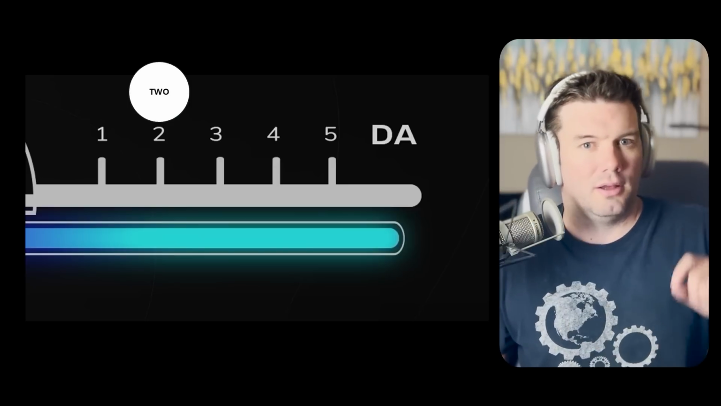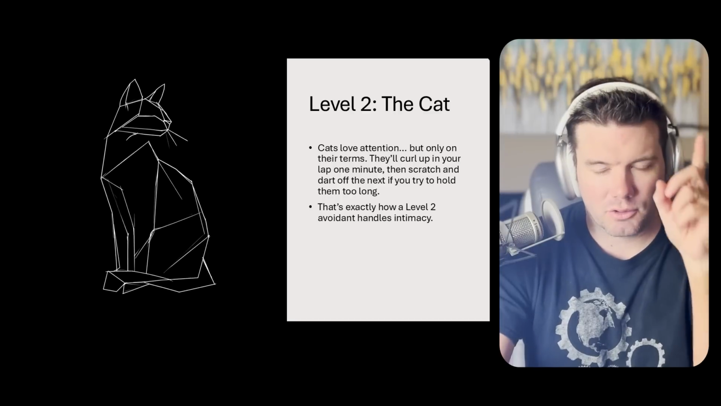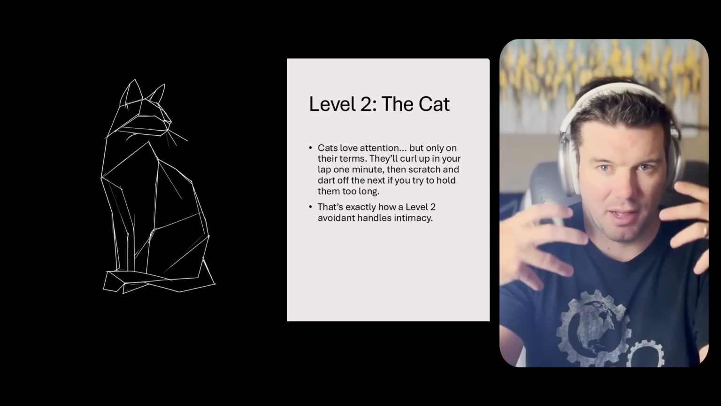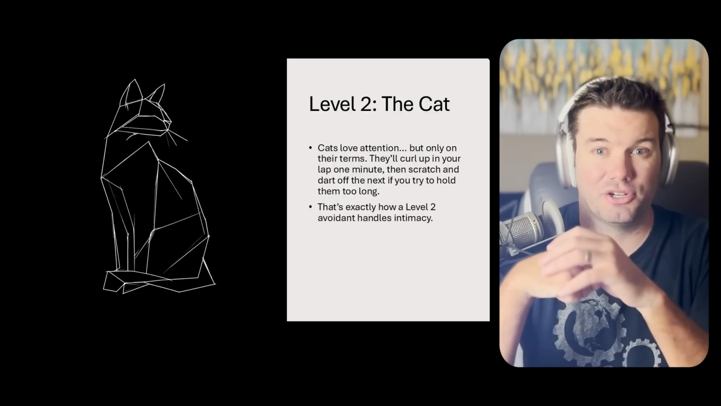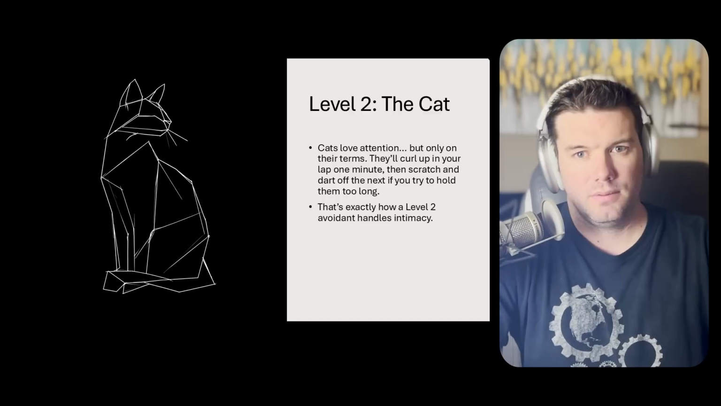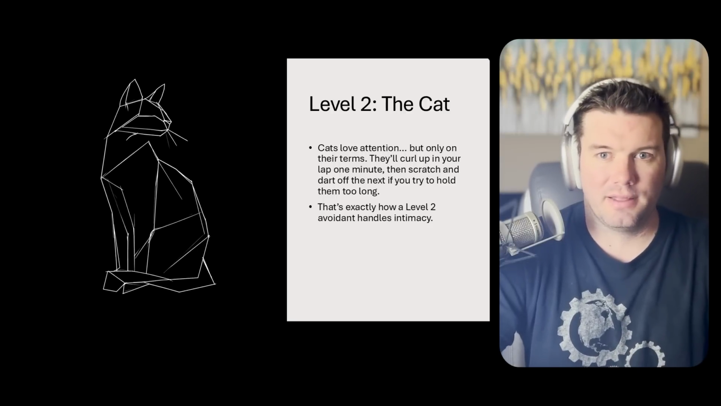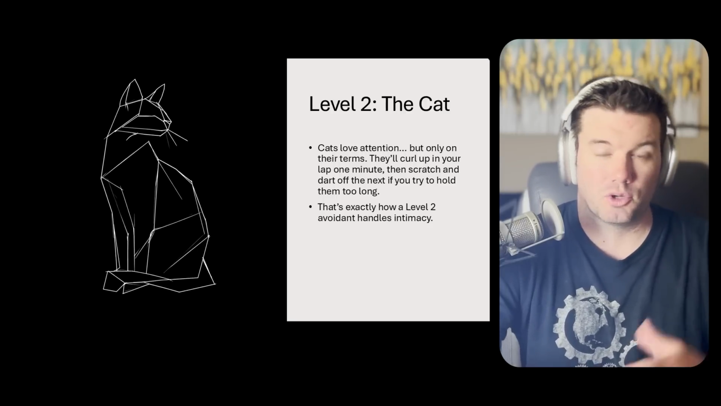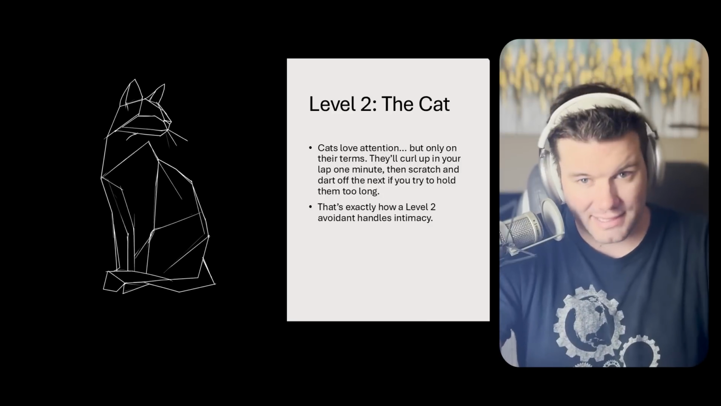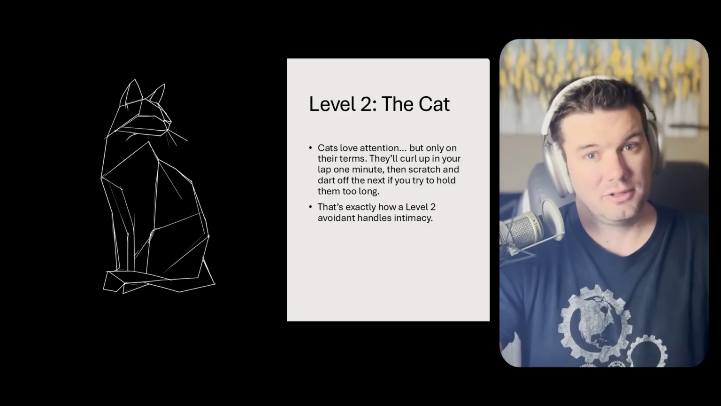But we're going to move on up the spectrum and move our little avoidant circle up to level 2. Now, level 2 is going to be represented by the cat. Cats love attention, but only on their terms. They'll curl up in your lap one minute, then they'll scratch and dart off the next if you try to hold them for too long. That's exactly how level 2 avoidants handle intimacy.